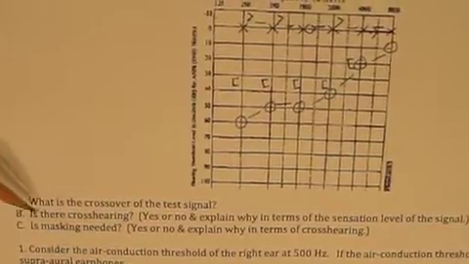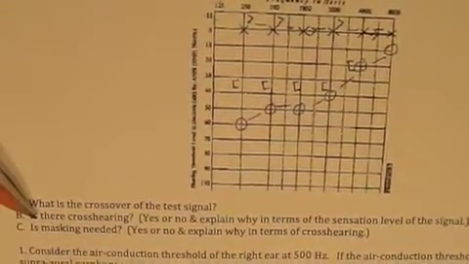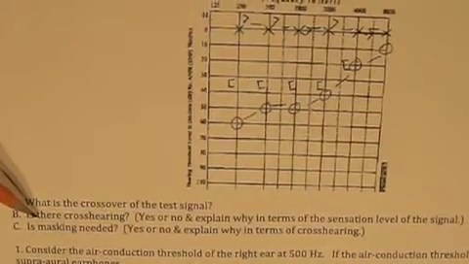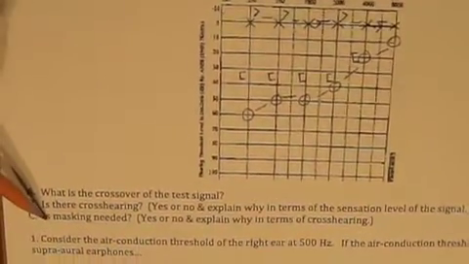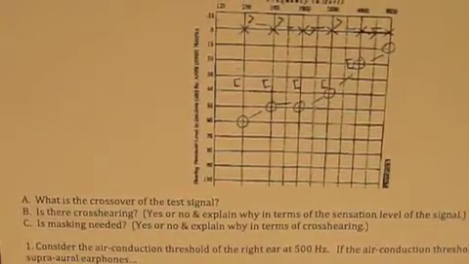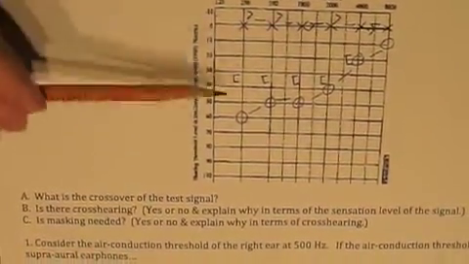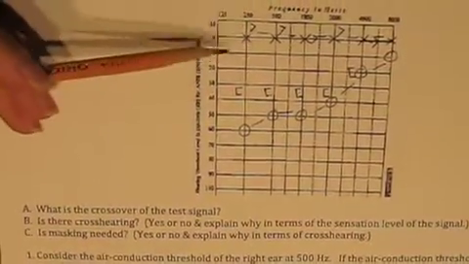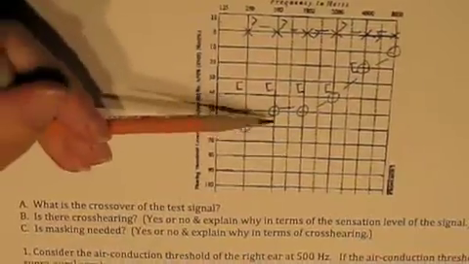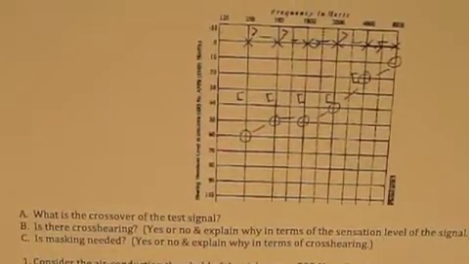So is there cross-hearing? Yes, there most certainly is cross-hearing given the plus 15 dBSL sensation level of that signal. Masking would be needed. We'd have to put masking in the left ear. Of course, we deliver masking through air conduction. We'd have to put masking in the left ear in order to get an accurate air conduction threshold for the right ear.